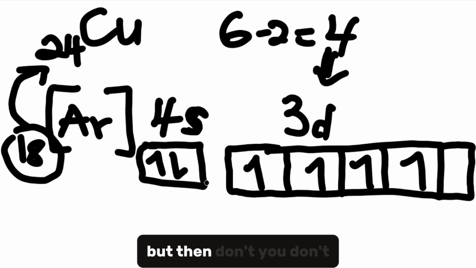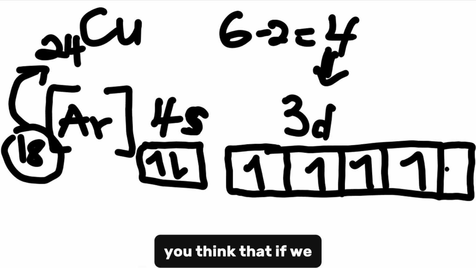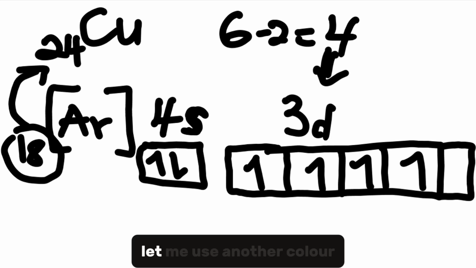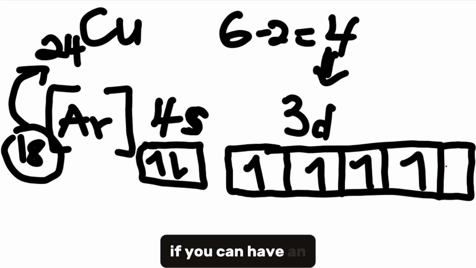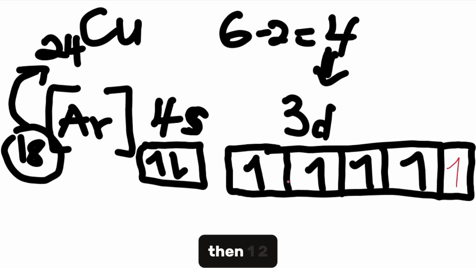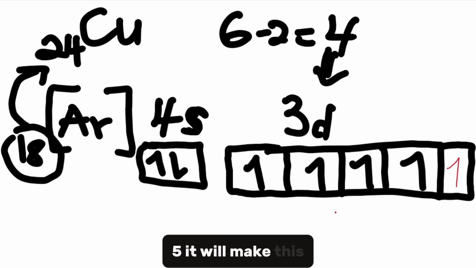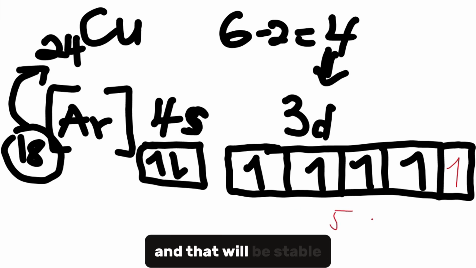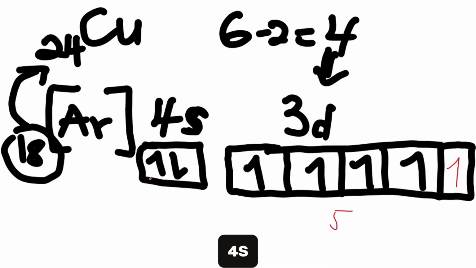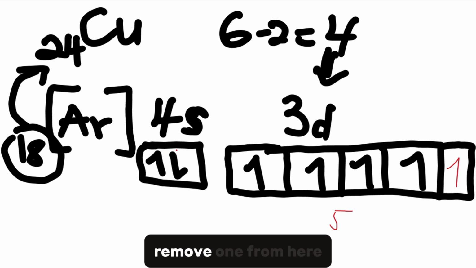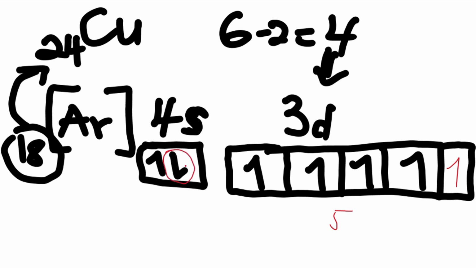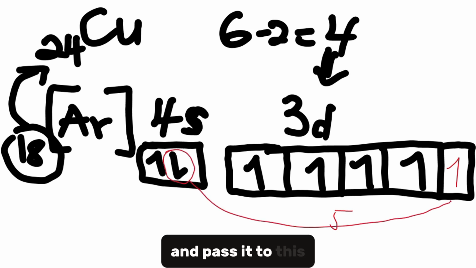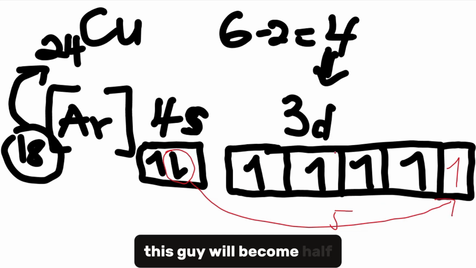But don't you think that if we can have an extra one here, let me use another color, then 1, 2, 3, 4, 5, it will make these have five electrons, and that will be stable, right? Okay. And this 4s that is close to the 3d, if we are able to remove one from here and pass it to this one, it will become half filled, right?